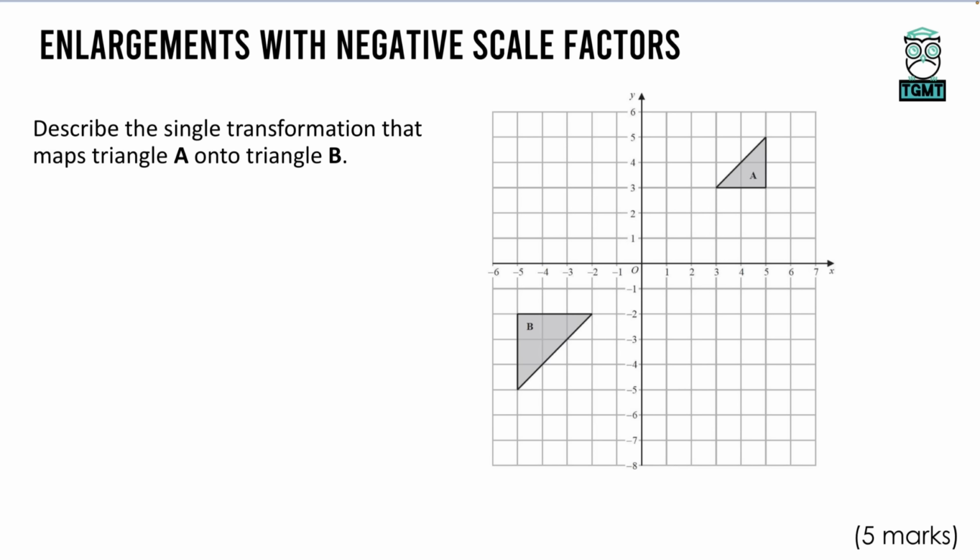Okay, so looking at describing a transformation. It says here, describe the single transformation that maps triangle A onto triangle B. Now with this one here, you can see the shape has changed size and it's rotated. So this only happens when we do an enlargement with a negative scale factor.